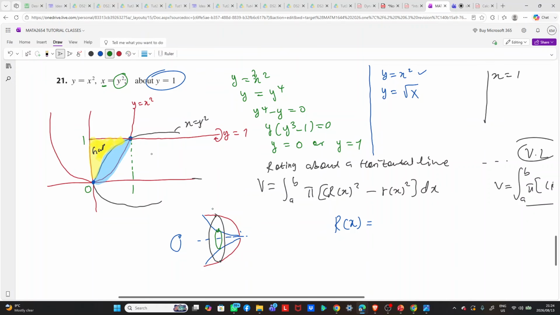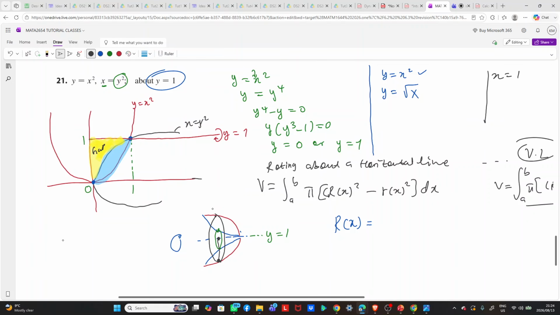But we need to be careful, because this axis of revolution now, what is it? It is the line y equals 1. Observe that the line y equals 1 is going to be our center. The radius now is going to go from the circle to there.